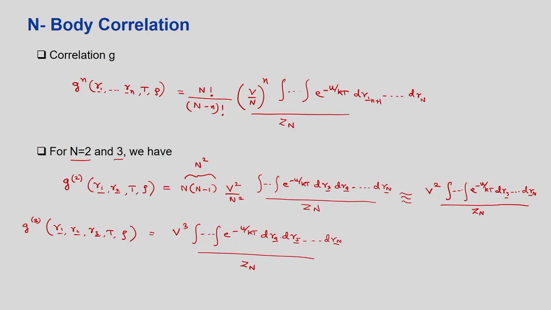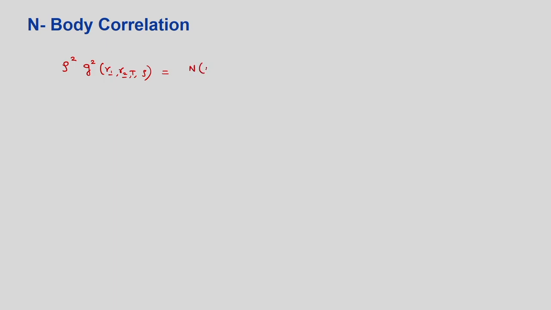Now, let us see what the physical significance of this G2, G3 is, that we need to understand. So, for an n-body correlation, I will multiply this by rho squared. I multiply by rho squared because we have not written rho to the power of n. So, now I multiply rho squared into G2, which is a function of r1 and r2, T, rho. Because I am multiplying N squared by V squared, now one of the N squared will cancel. So, you will be having only N into N minus 1 remaining.